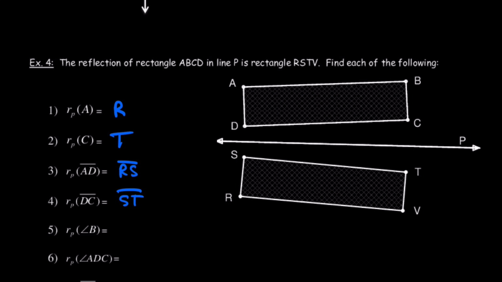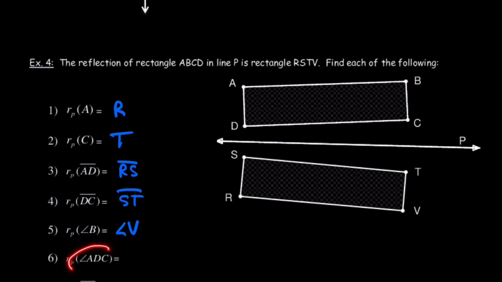The next one, it says angle B. So I reflected angle B. Well, angle B is simply this angle right here. So where did that angle go? It went down here to angle V. So make sure you use your angle symbol and angle V.